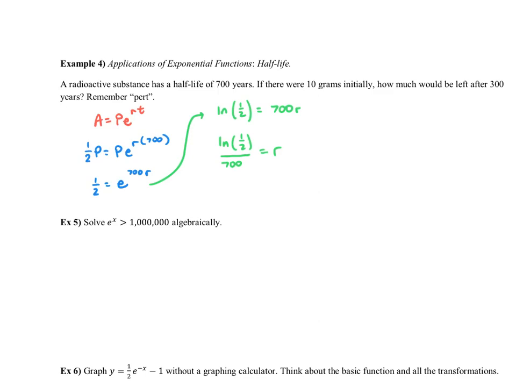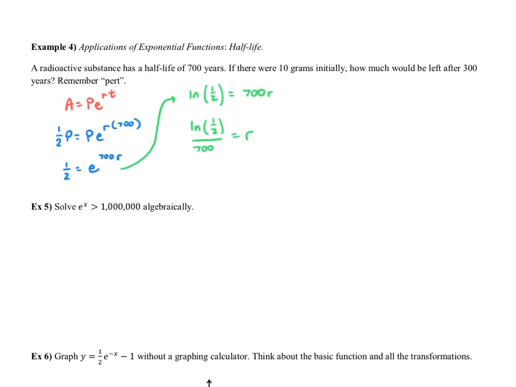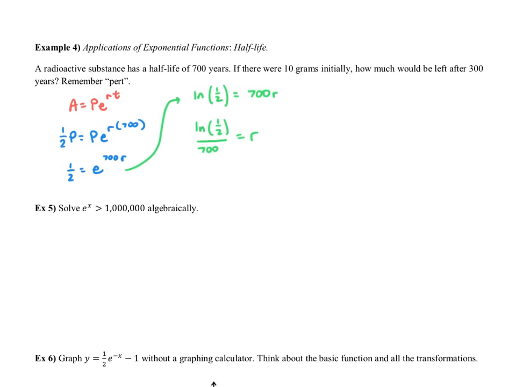Okay, so then what we're going to do is take 10 grams initially, and we want to calculate how much would be left over after 300 years. So we have our amount that we're trying to calculate. We have our initial 10. We have e, and then we have the r value of the natural log of 1/2 divided by 700, and we're going to multiply that by 300, and all of that's in the exponent.